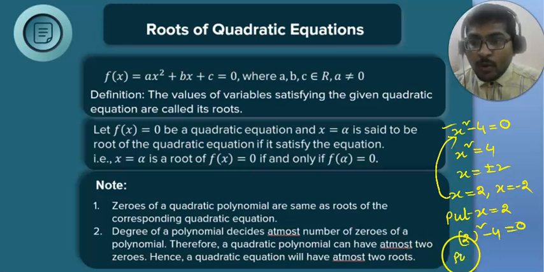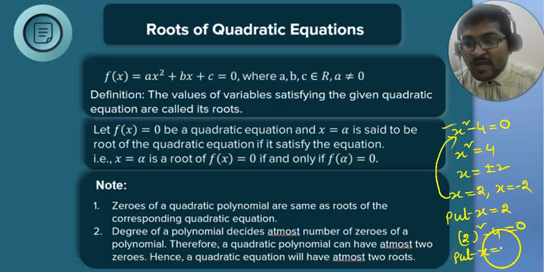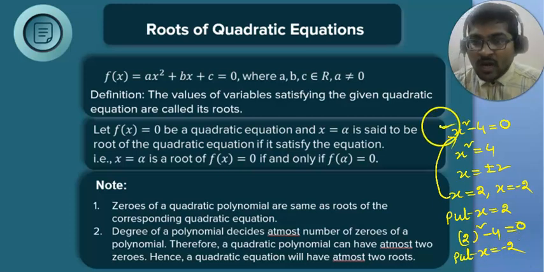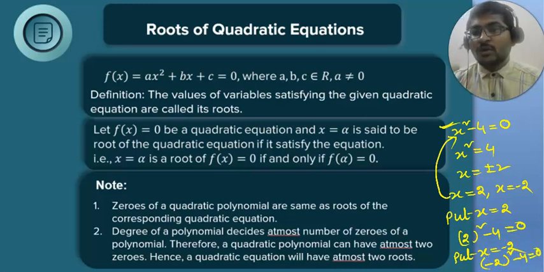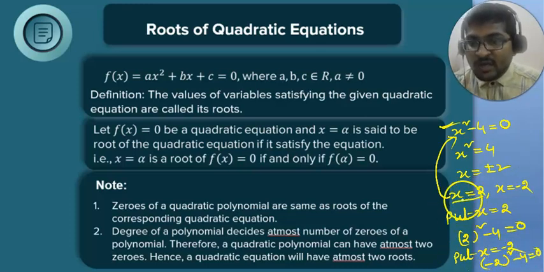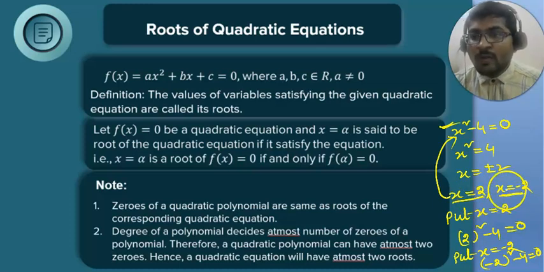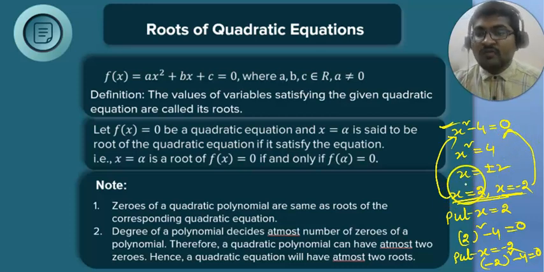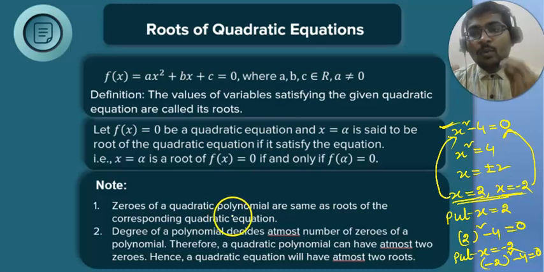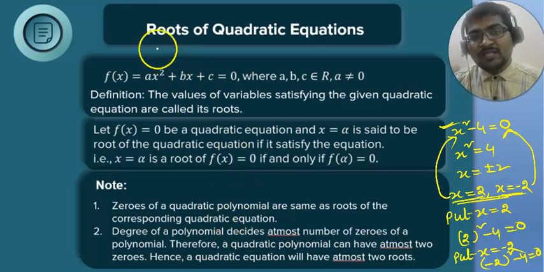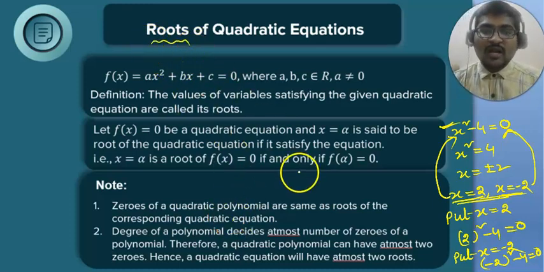And also put x equal to minus 2 in this quadratic equation, right? So minus 2 whole square minus 4 also becomes 0. So here x equal to 2 and x equal to minus 2, these two values are the roots of this quadratic equation. Do you understand, students? Then let us move to some important note points related to roots of quadratic equation.